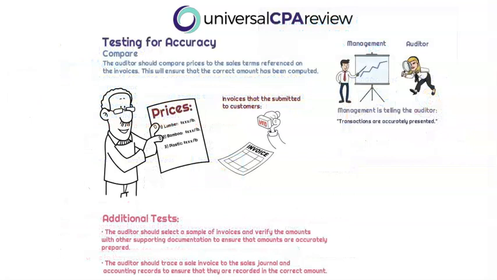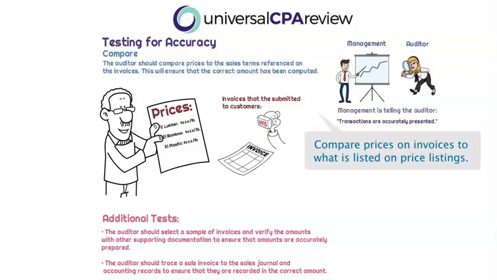Next up, we have accuracy. So here the auditor is going to be comparing prices to the sales terms referenced on the invoices, right? We want to make sure that everything is accurately reported when it comes to the sales transaction. If the client is saying that they sold inventory at a price of $100, we want to look at the sales price listing and see if the price of that actually was $100 at that time. All right, this is going to ensure some accuracy related to the sale.